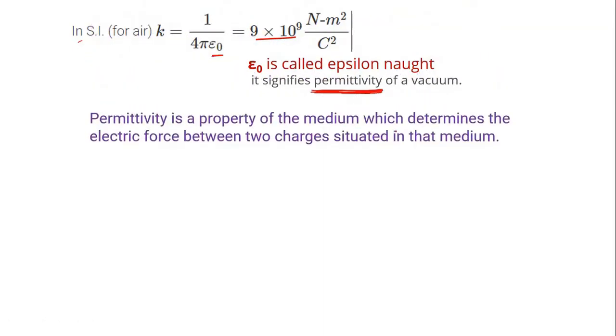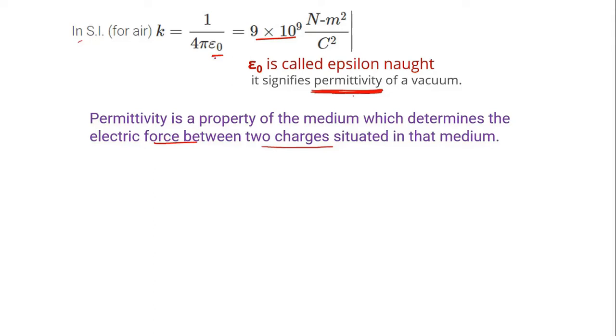Permittivity is the property of the medium which determines the electric force between two charges situated in the medium. Mind it, it is that property which determines whether the force between the two charges is going to be very strong or very weak. So if the charges are present in a medium, the force between them is going to be a weaker one, or it could be a stronger one. That deciding factor is called the permittivity.